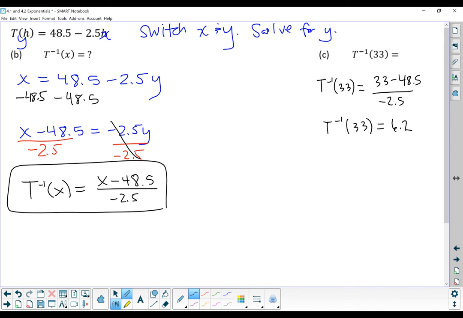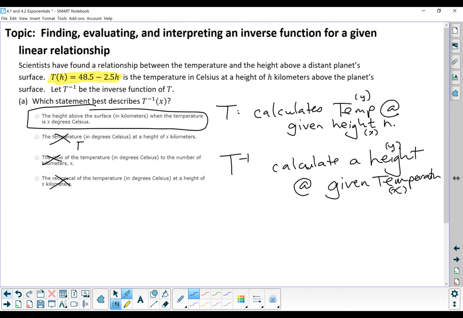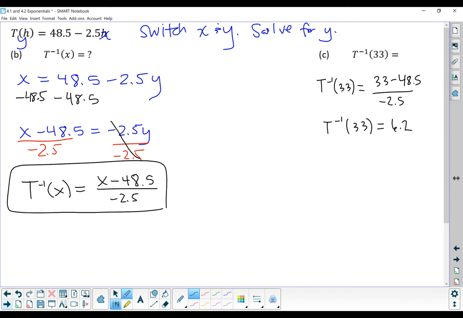And T inverse, if you remember from our context, T inverse gives us the height above the surface when the temperature is x degrees Celsius. So this means 33 degrees Celsius. That temperature corresponds to 6.2 kilometers above the surface.